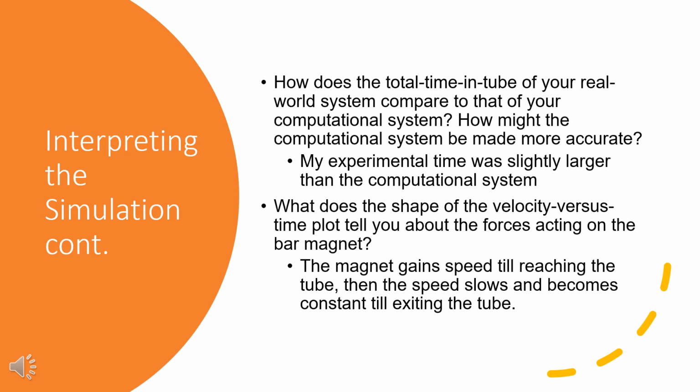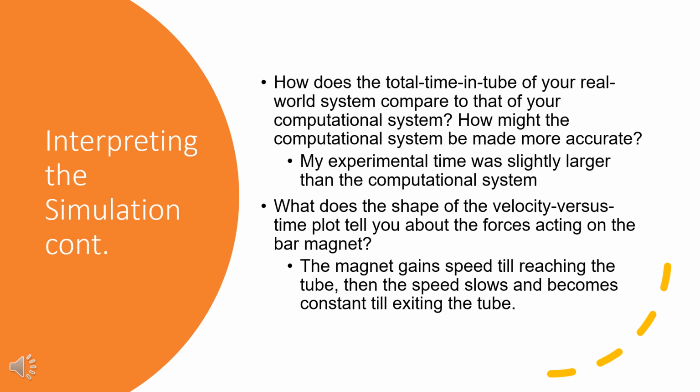What's the total time in tube of your real-world system compared to that of your computational system? How might the computational system be made more accurate? My experimental time was slightly higher than the computational system. This could be anything from inaccurate measuring or unsmooth release of the magnet. Overall, though, I believe the computational system was pretty accurate.